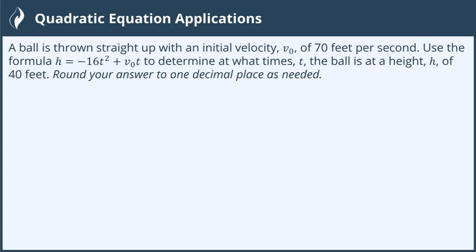Okay, using the quadratic equation in applications. A ball is thrown straight up with an initial velocity, v sub 0, of 70 feet per second. Use the formula h equals... to the nearest one decimal place. So what we're looking at here is, I'm going to draw a little picture for you.